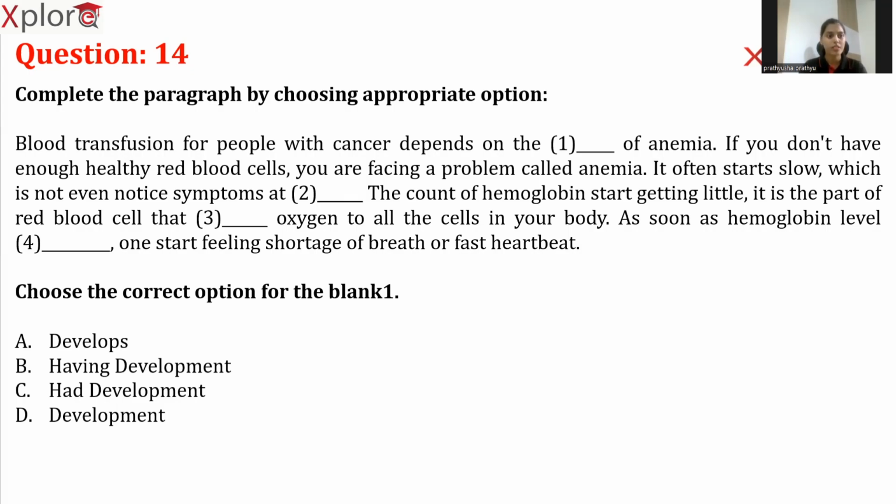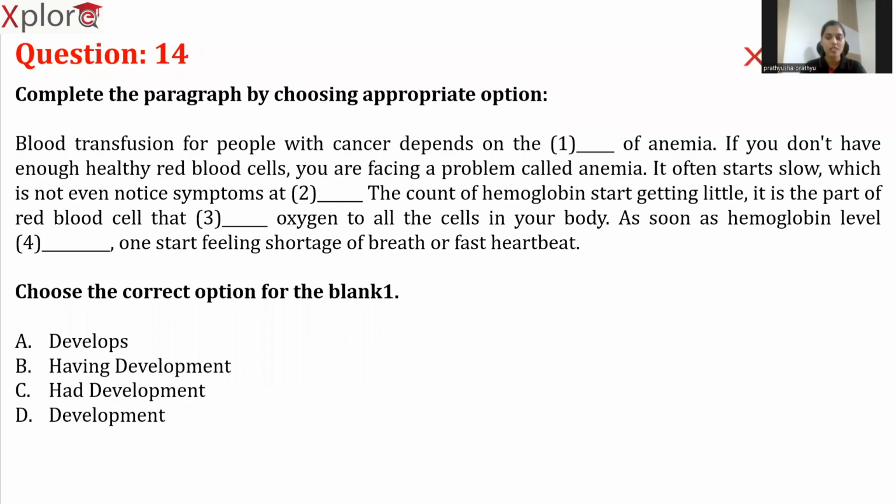Okay, now let's see. Blood transfusion for people with cancer depends on the blank of anemia. So as you can see, for the first blank, we have four options A, B, C, D: develops, having development, had development, or development. So what is the right answer here?